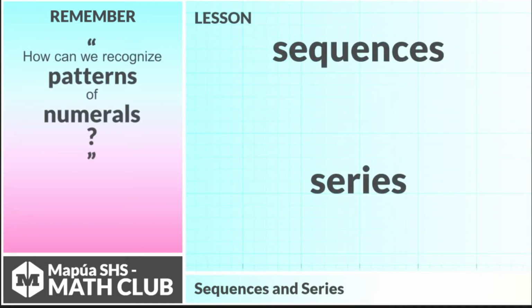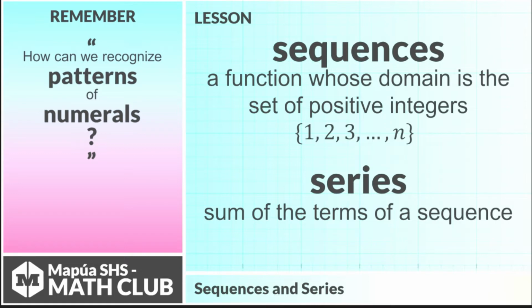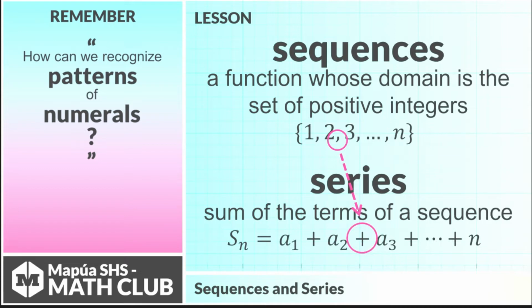What are sequences? Well, relevant to our previous videos, a sequence can be classified as a function whose domain is the set of positive integers, or the set 1, 2, 3, ellipsis, n, and so on and so forth. But how about series? To put it simply, a series is just the sum of a specific sequence. Instead of being separated by commas, operations of addition are placed in between elements. Hence, a series can be represented through the notation S sub n is equal to a sub 1 plus a sub 2 plus a sub 3 plus ellipsis plus a sub n.